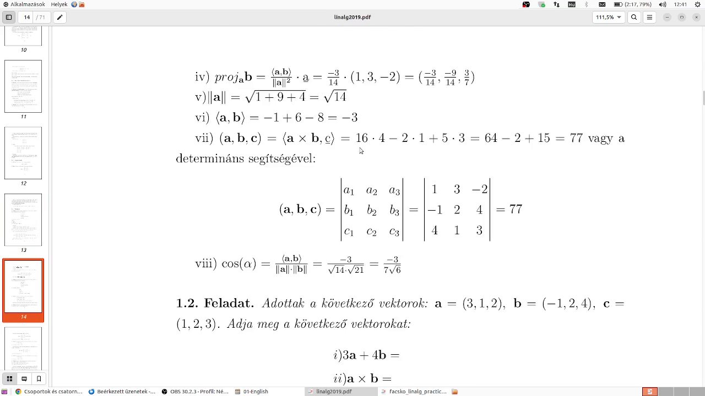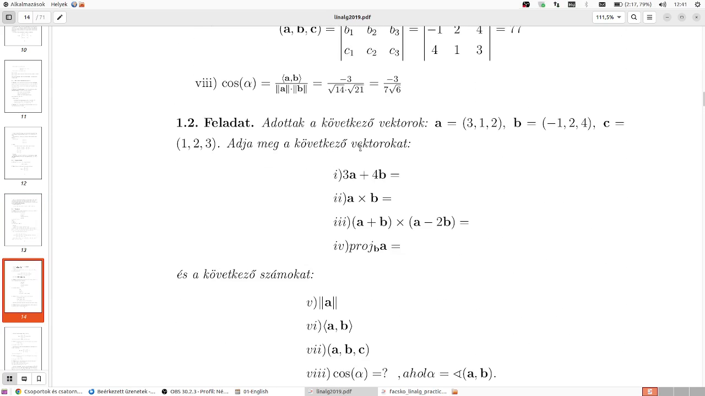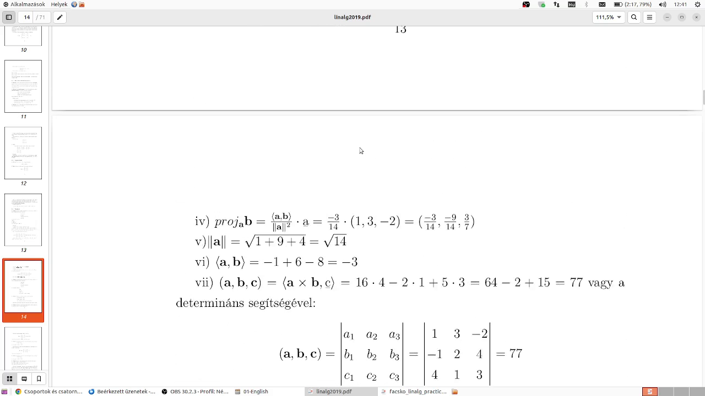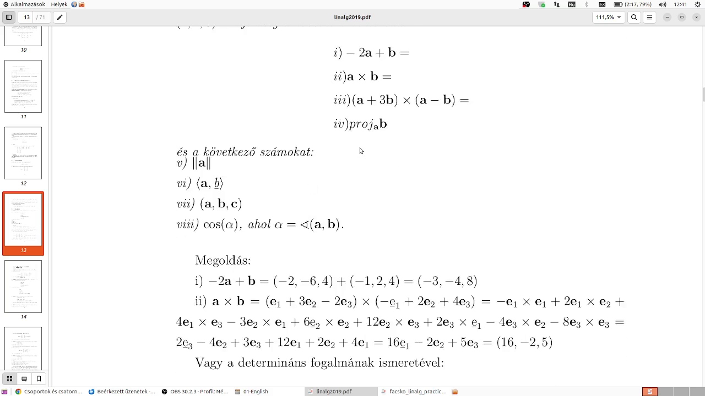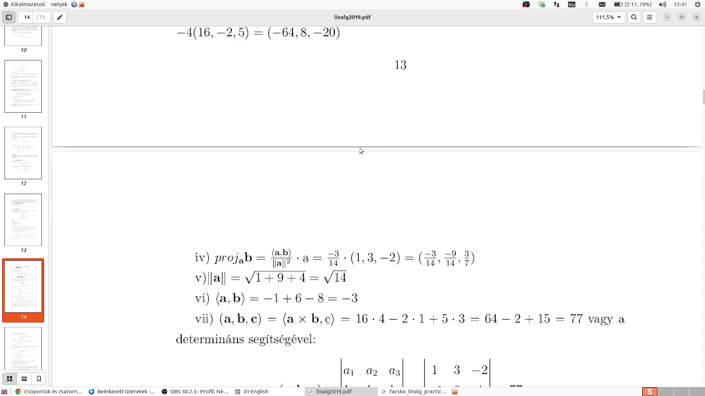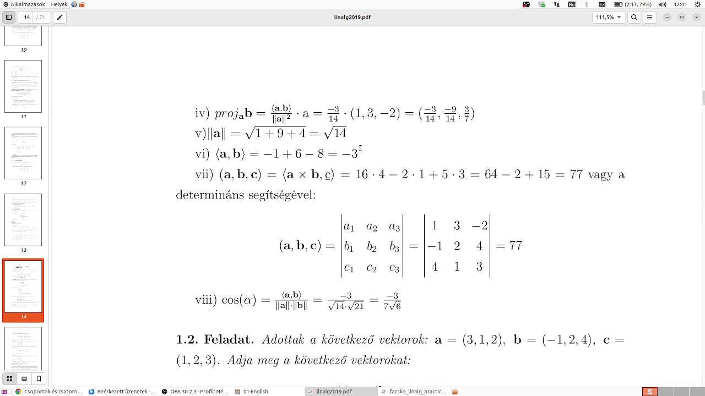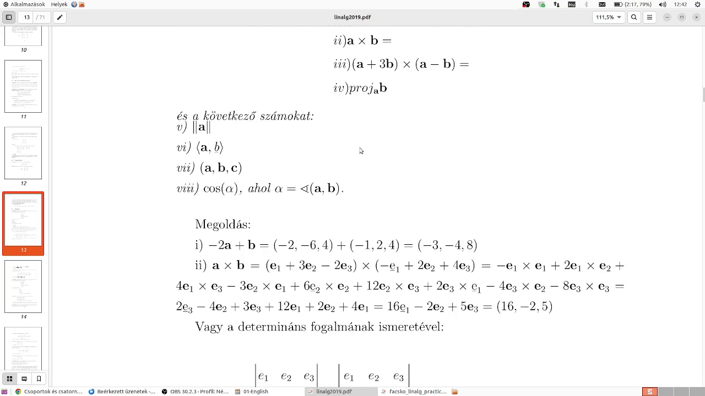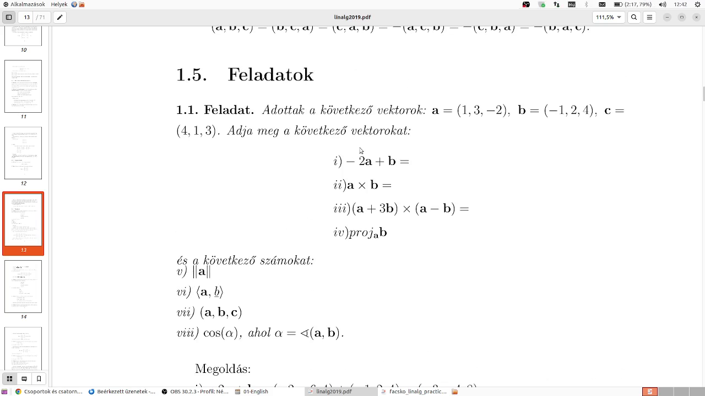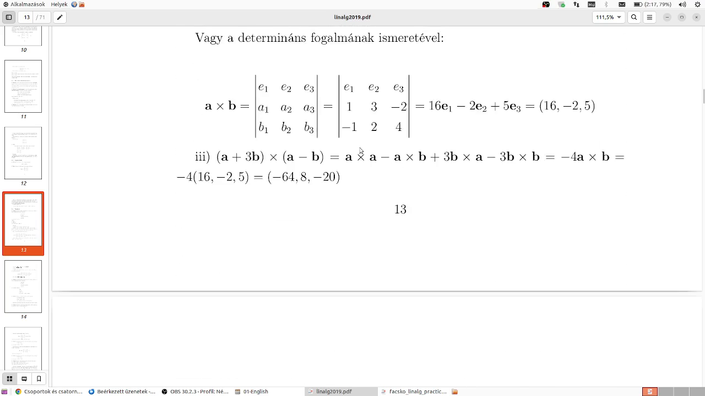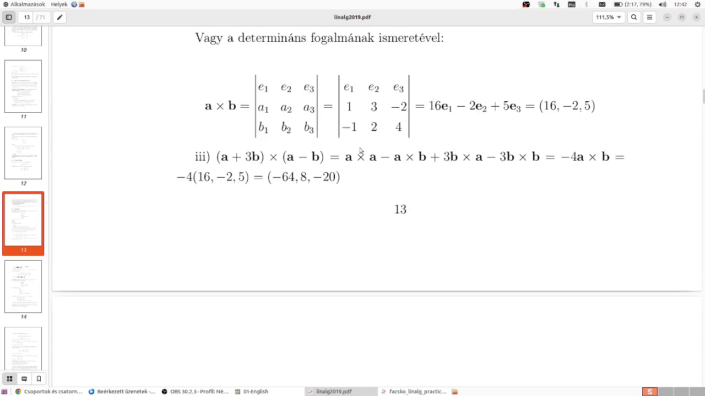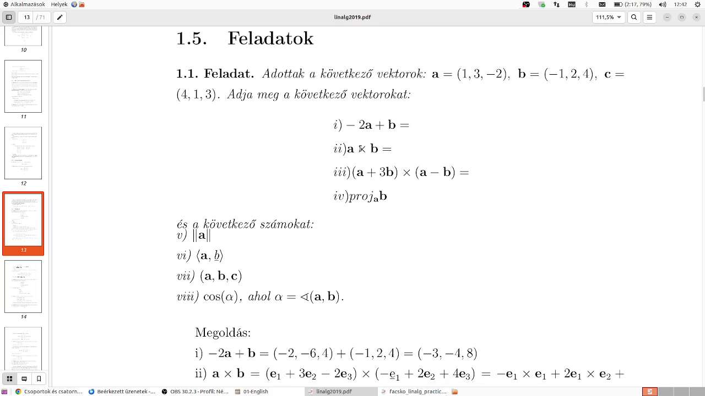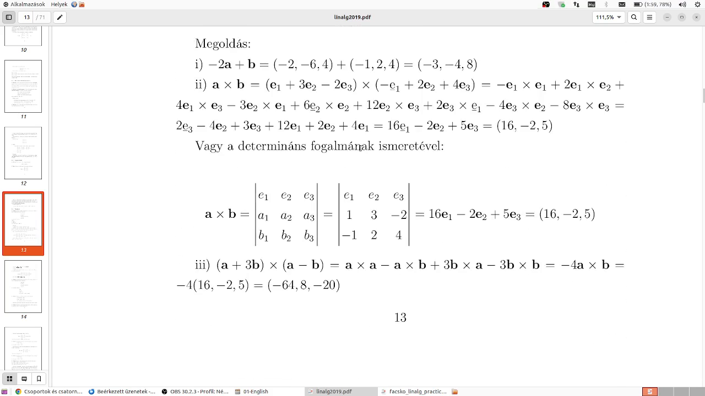Okay. Next one. This is very bad. So it's 3, 1, 2. And here, now it's okay. And the B is the same. No, yes, and the C is different.